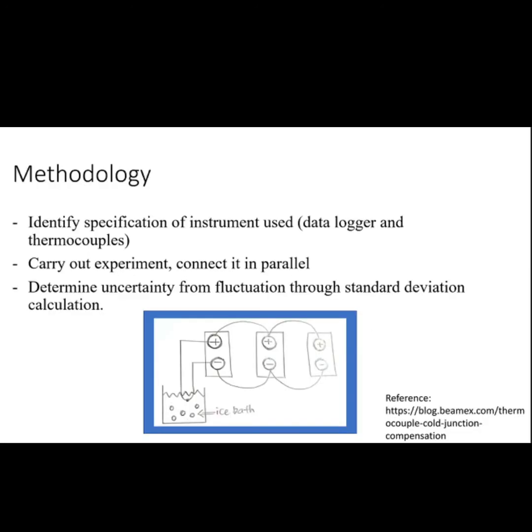How am I going to conduct this experiment? At first, I will identify the specifications of the instruments used, the data logger and thermocouples. Then I carry out the experiment, connecting all 15 terminals in parallel, getting the temperature difference between the terminals and the internal temperature, then obtaining the uncertainty at cold junction compensation. If the cold junction compensation is correct, the uncertainty can be obtained from the temperature reading when the temperature is at 0 degrees Celsius. Lastly, determine the uncertainty from fluctuation through standard deviation calculation.